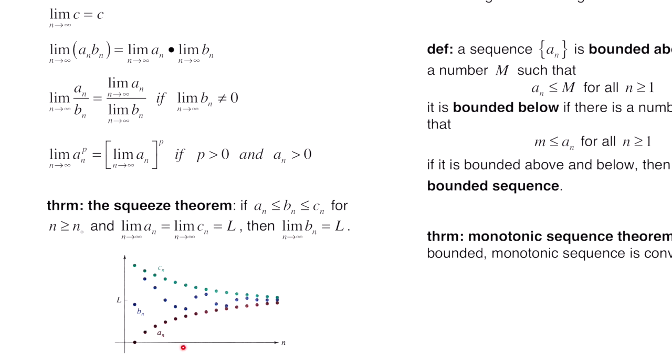So here's a diagram that demonstrates this. We have the sequence of a sub n down here. We have the sequence of c sub n up here. And then it says that b sub n is in between those two sequences. You can see b is in between. So it kind of squeezes the sequence for b in between a and c.